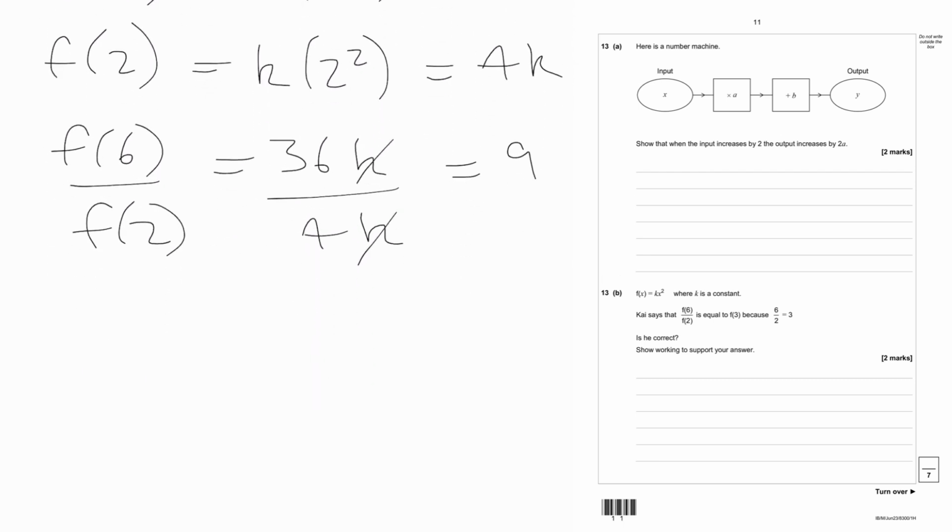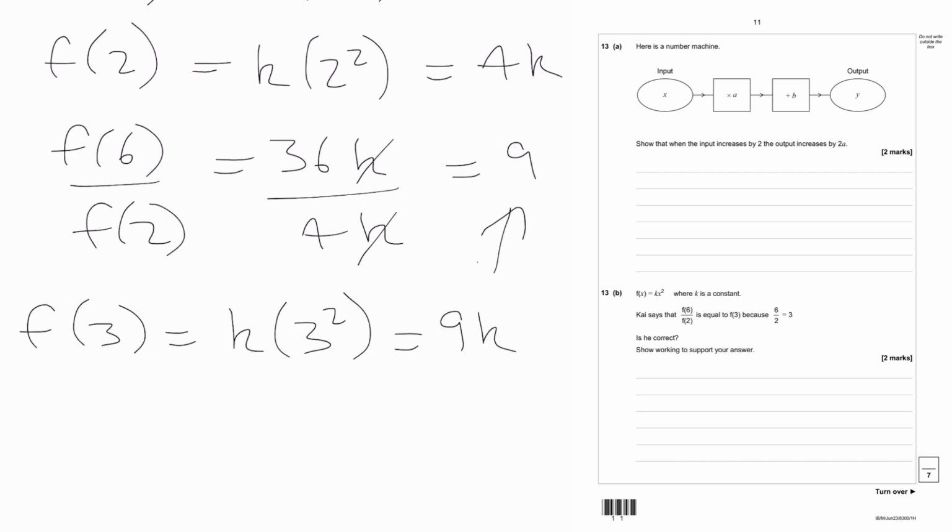So the question is, what is f(3)? Well, f(3) is equal to k times 3², which is 9k. Now, obviously these are the two values we're comparing. These aren't equal because f(3) is 9k, not 9. So f(6) over f(2) does not equal f(3).